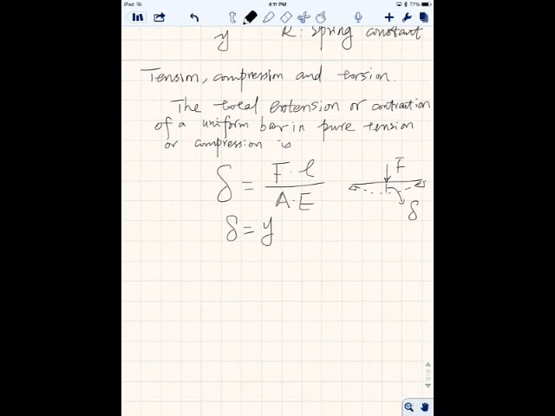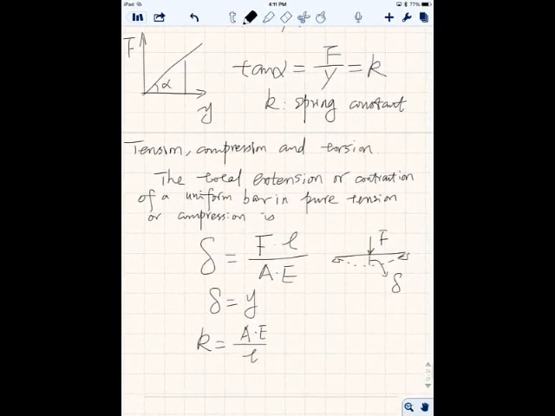Okay, so K is a quantity to relate the force applied and the displacement you have. Therefore we can define K equals AE divided by L, which is very similar to F equals K times Y, like what we saw before. I keep F over there, and the delta is just Y because it's the Y direction displacement, and everything else is just K.